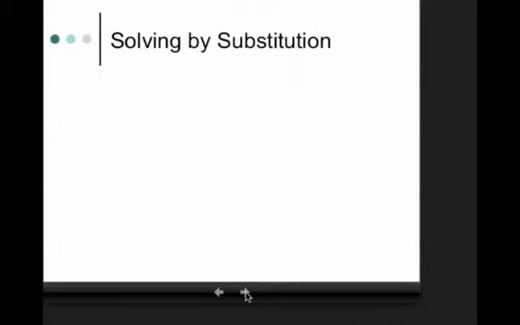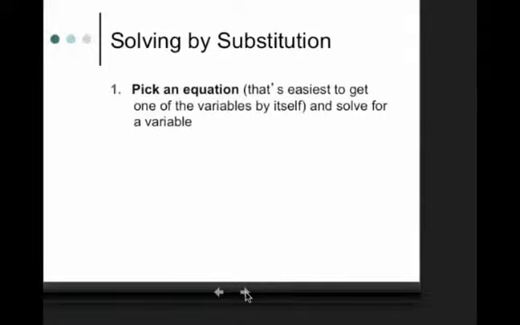So solving with substitution. Now there are a few steps to solving it. Your first step, you need to pick an equation. Usually I like to pick an equation where there is no coefficient other than 1 in front of a variable. What I mean by that is you want to pick a variable where there's no number in front of it. And then you're going to solve for that variable. Now it doesn't always necessarily need to be y, it can be x.